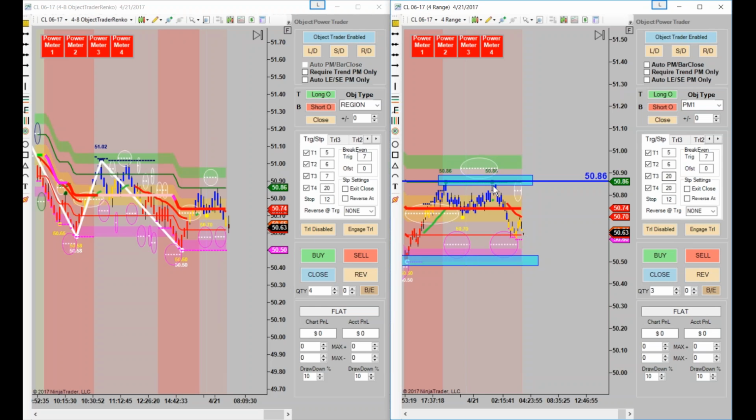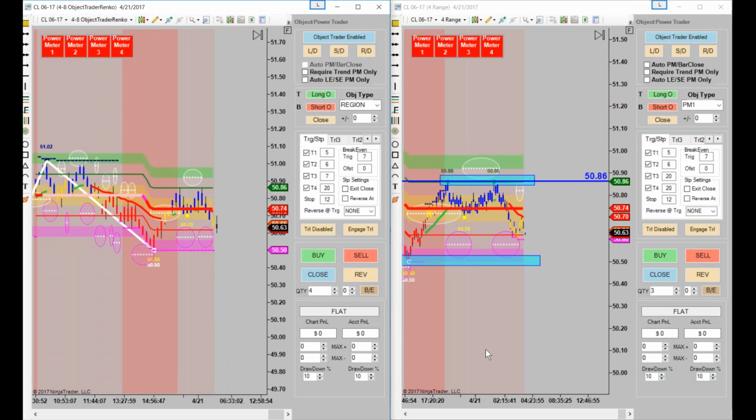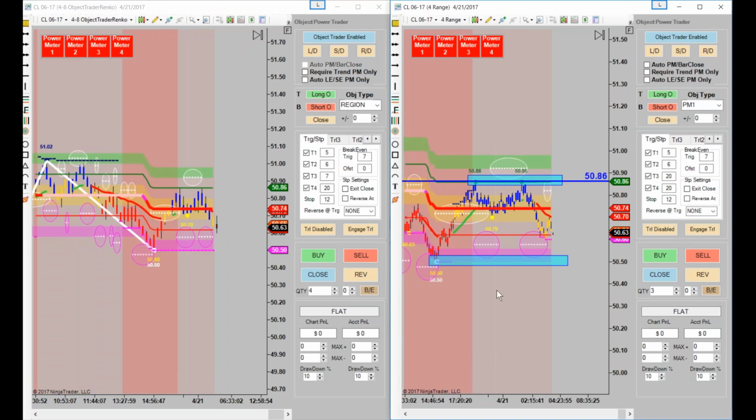This actually came down, probably got you in somewhere right around here on this bar close, okay, if you use Power Meter. But let's see if we can get a Power Meter ourselves even. You know, if it comes into the box and bounces out of it, we could go long, and if it comes up here and decides not to, we could actually go short.